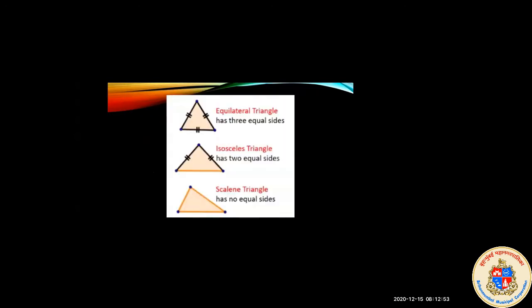See, equilateral triangle has three equal sides. We studied yesterday in part 1. Then isosceles triangle has two equal sides. And the scalene triangle has no equal sides. All the sides of this scalene triangle are different. So these were triangles based on their sides.